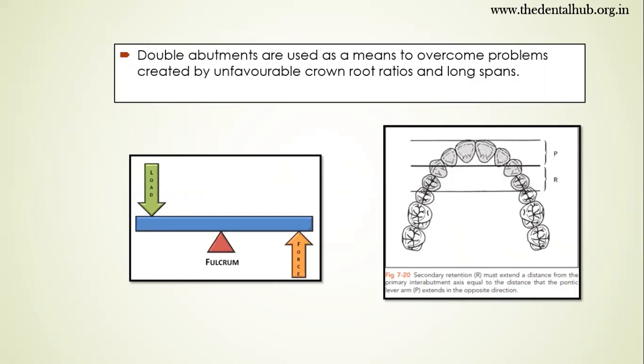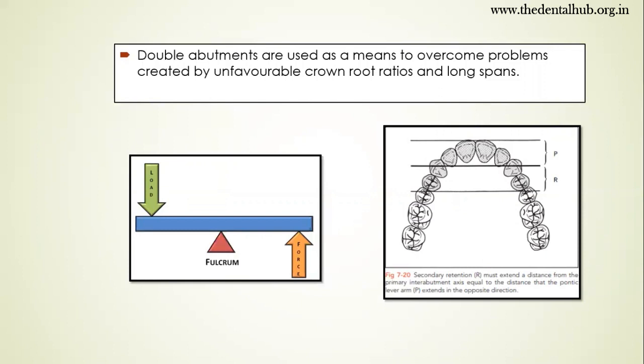Next is something known as double abutments. In this scenario, supposedly we have to replace lateral to lateral and we take the canine as our support. The canine faces immense torque on it, and hence it might lead to the failure of the FPD. So in order to support the canine, we add secondary abutments. What are secondary abutments? They help the primary abutments. In this case, primary is the canine, and the secondary abutment is the premolar.